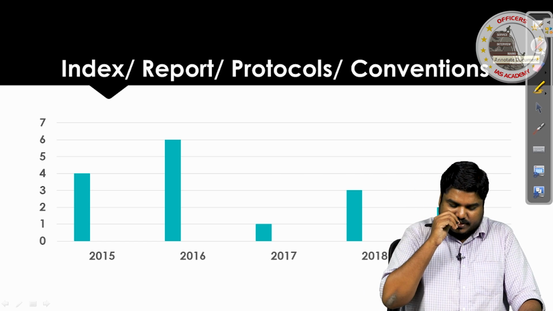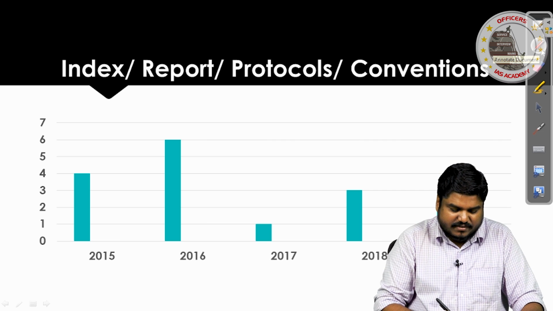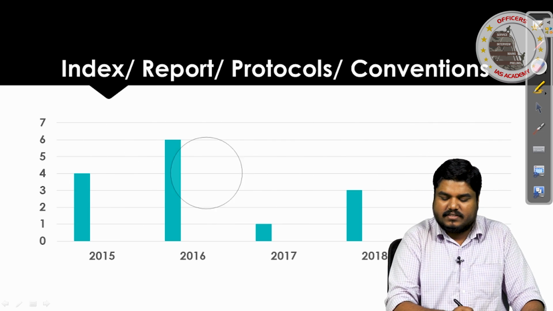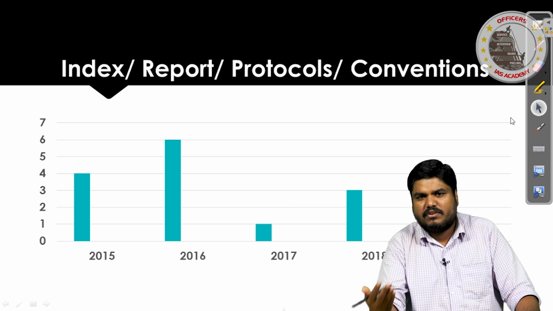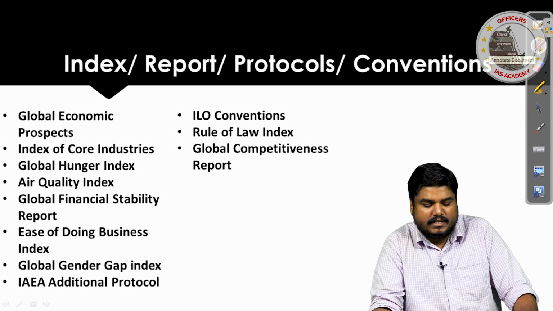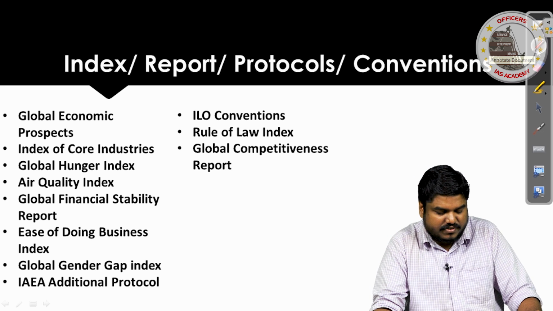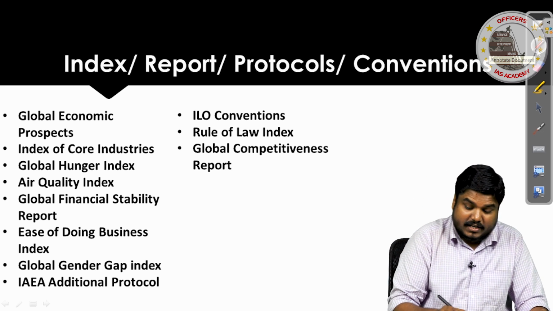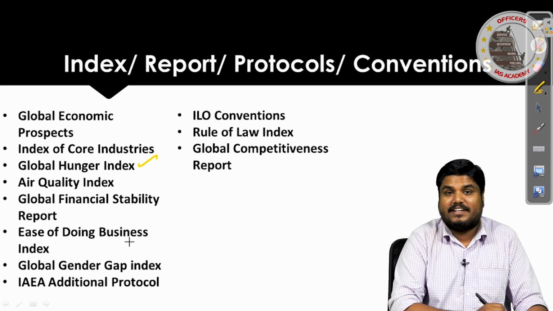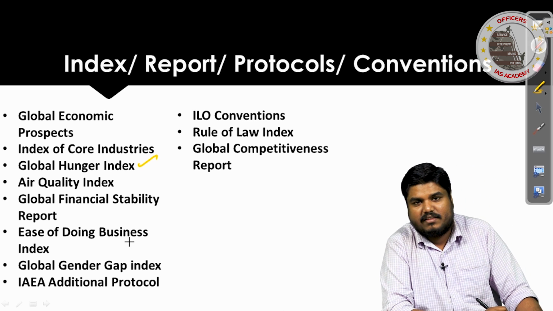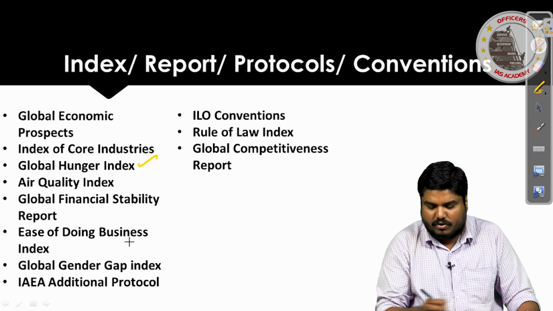The number of questions: minimum they have asked 1 question, maximum they are asking 6 questions. We can comfortably expect an average of 3 questions from these areas in 2020. So, these are the index, report, protocol, convention based questions asked earlier. Global Hunger Index has been asked, and even recently it was in the news, we got 102nd rank in the Global Hunger Index, and there was a question on it previously also.